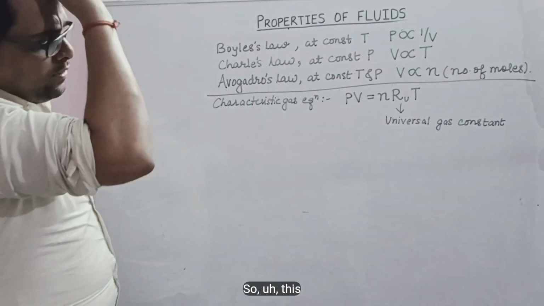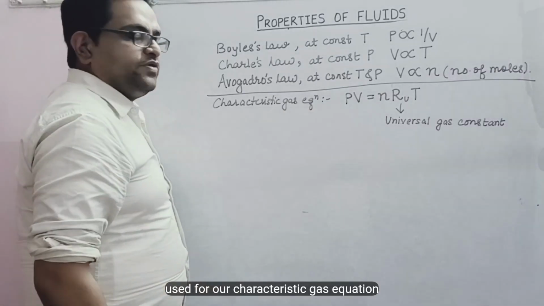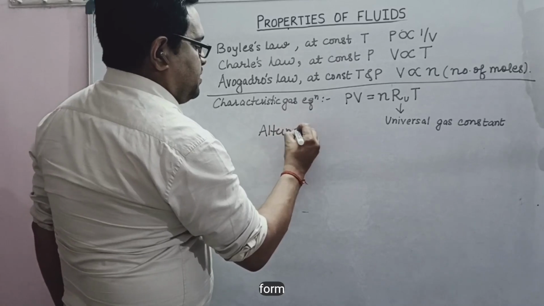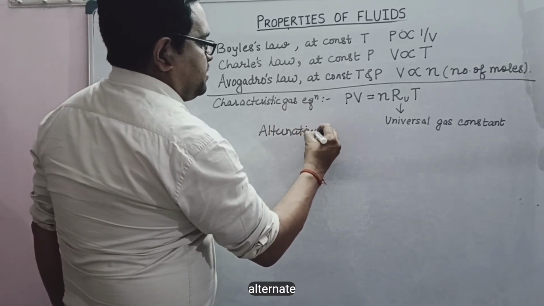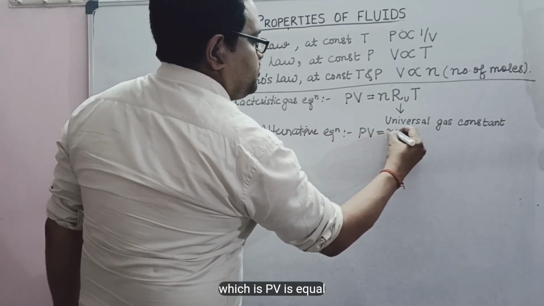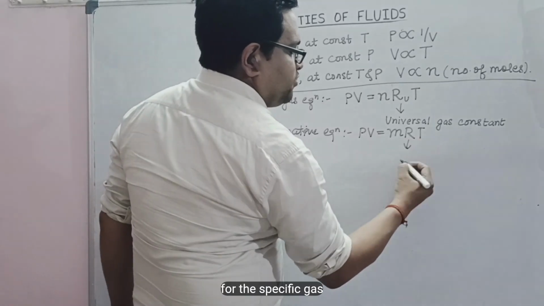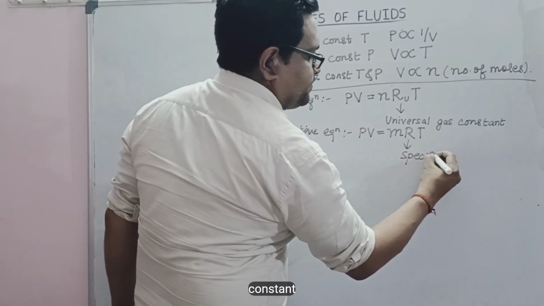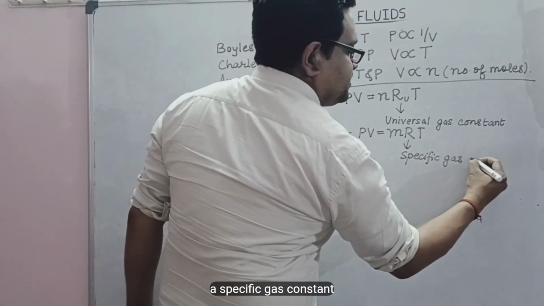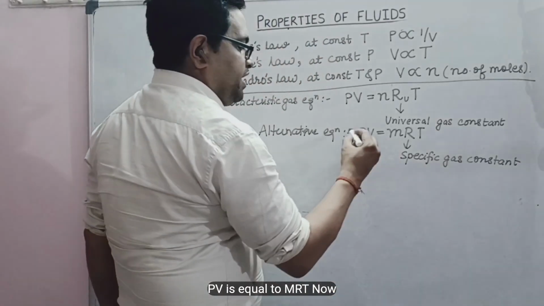So this universal gas constant will be used for our characteristic gas equation, and for other gases we have an alternative equation, which is PV is equal to mRT. Now in this case, this R stands for the specific gas constant. For the gas which we are considering, it will have a specific gas constant value. So we have PV is equal to mRT.